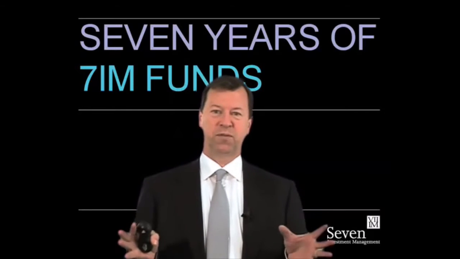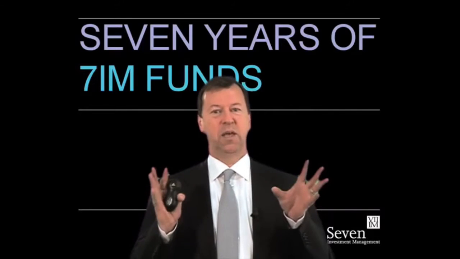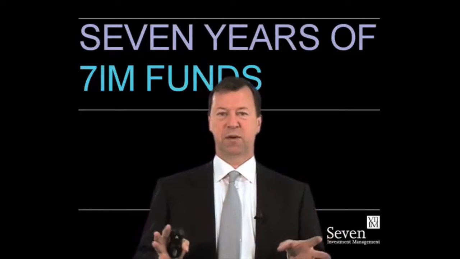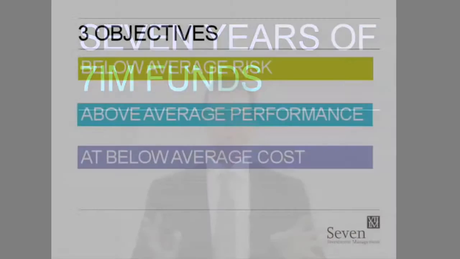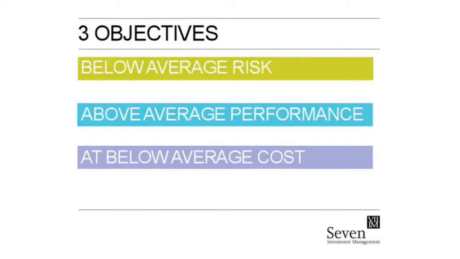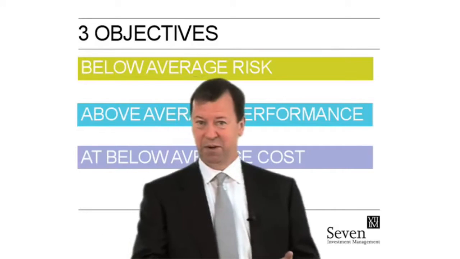Now, for those of you who don't know us, what we're trying to do is to accomplish three rather straightforward objectives. Number one, we'd like an investment management program that has less than average risk, has less than average cost, and has a little bit better than average performance. Well, wouldn't everybody, you would say?